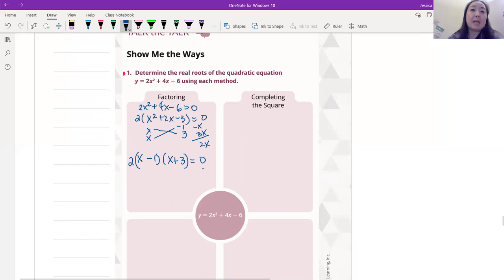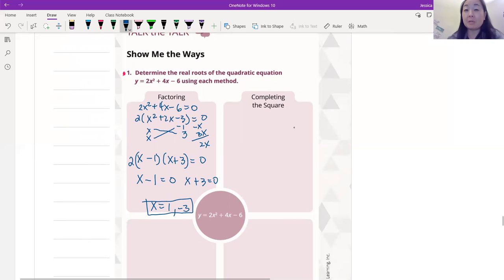Because we know 0 divided by 2 is what? 0. So it doesn't even matter. Unless it has a variable, it doesn't matter. So x minus 1 is equal to 0, x plus 3 equals 0. So we're going to get the answer of 1 and -3. Just like that. All right.